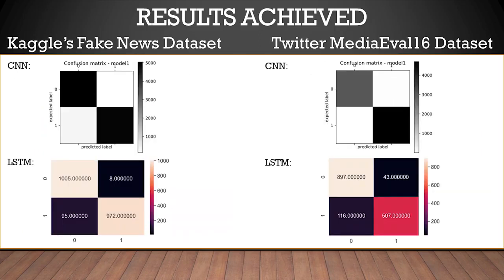Now we come to the confusion matrix for the CNN and LSTM models, where we compare the predicted and expected labels so that we get a more accurate result noted through the confusion matrix, which can make the real and the fake news visible to us.